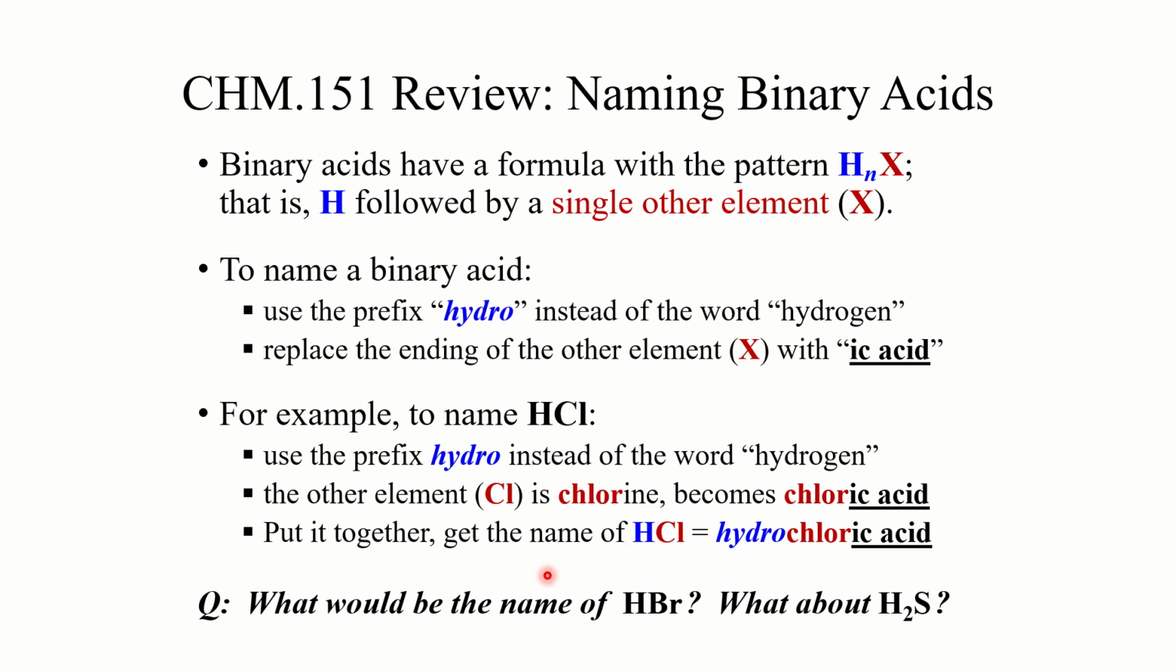What about the name of HBr, or what about H2S? I'd encourage you to pause the video and see if you can come up with the names of these two acids. All right, first one, HBr, would be hydrobromic acid, and the second one, H2S, would be hydrosulfuric acid.